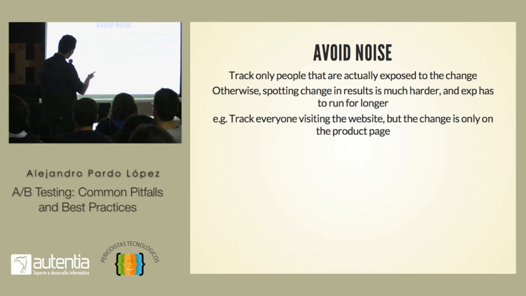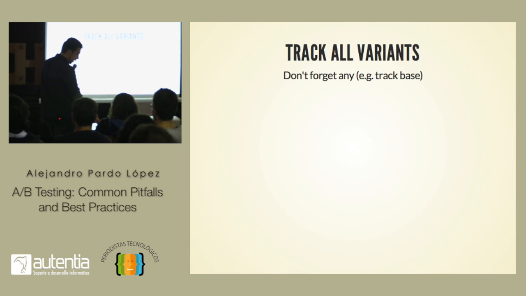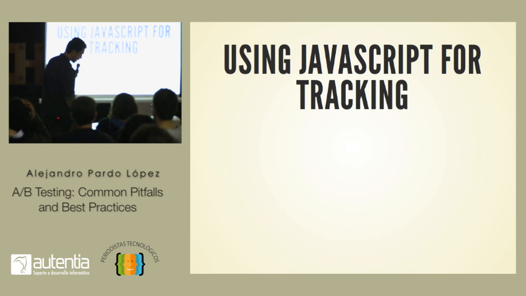What I'm mentioning here is everybody visiting the website when your change is only on the product page. That means a lot of noise, and that happened to me several times. This is a tricky one: track all the variants. I'm going to show you some examples now with some code where I forgot to track some variants. So, using JavaScript for tracking.